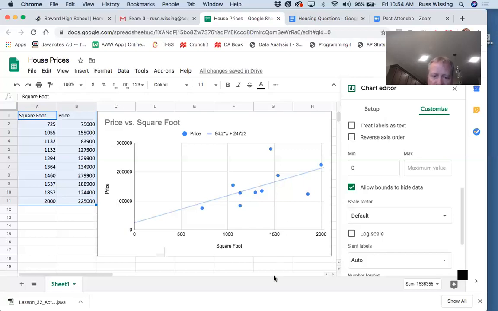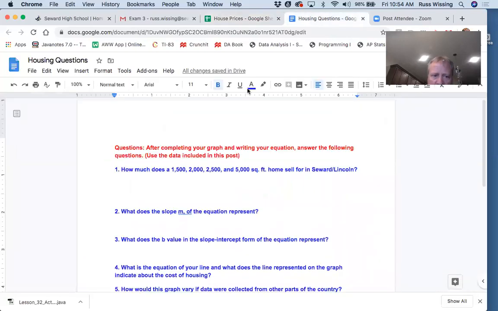Interpolation is statistically sound. Extrapolation outside your data is not safe. You don't have data to back that up. Okay, so I'm going to look at another question here.